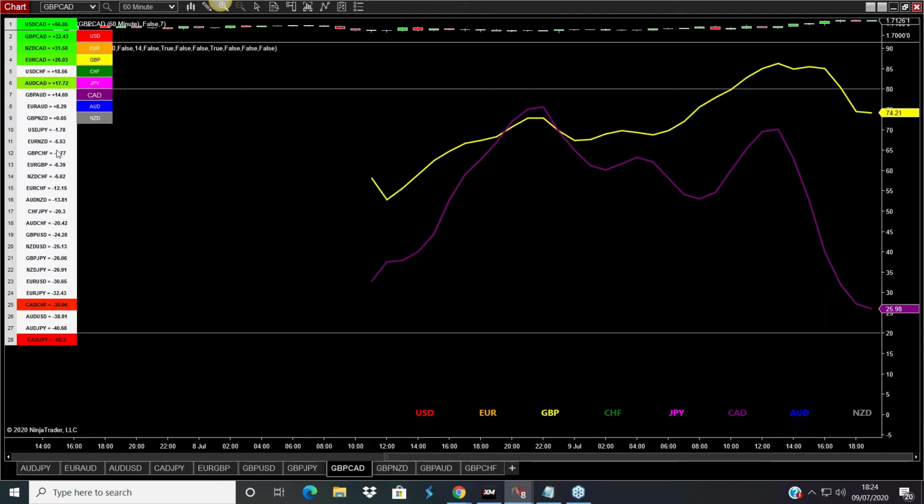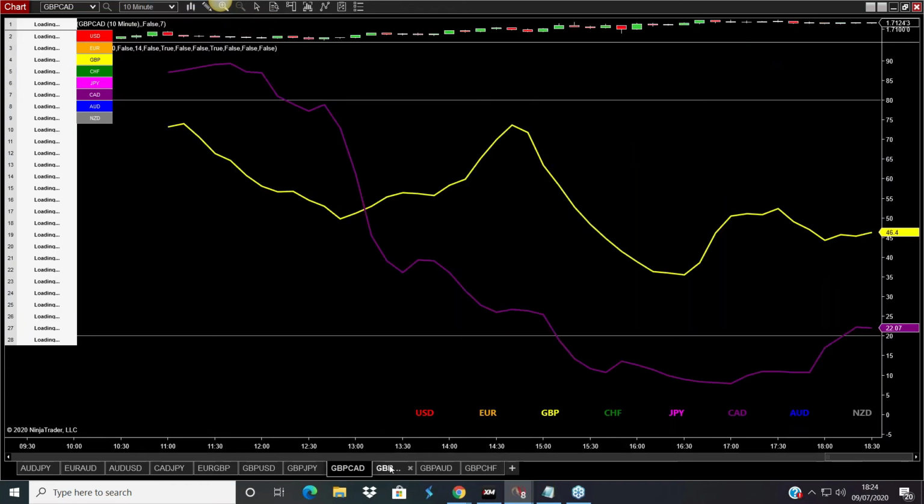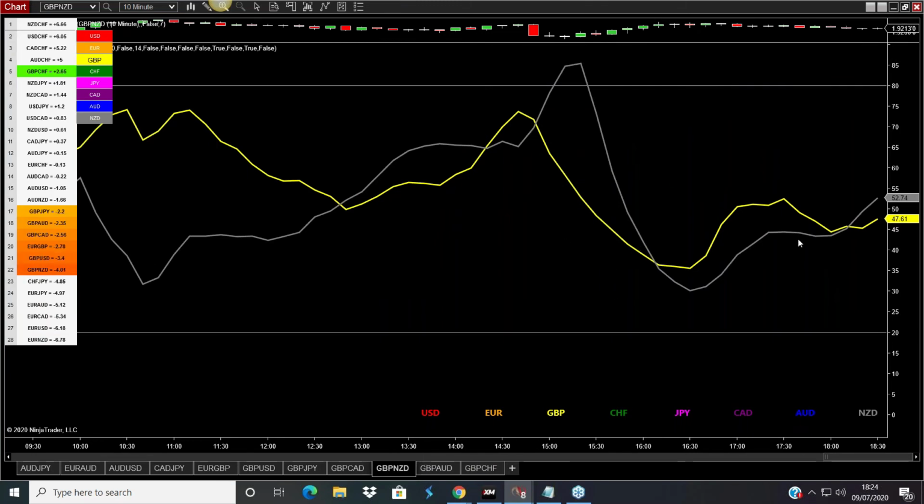Where's the pound CAD? Oh, it was the second one, but look at the value. The value of the pound CAD is only 32.4 against the dollar CAD, which is 56. That tells you that although it's second on the ranking, in terms of the strength of move it wasn't anywhere near the same as the euro against the dollar CAD. Let me go back to 10 minutes, because I'm looking at the pound Canadian, and I'm doing the same with the pound New Zealand.